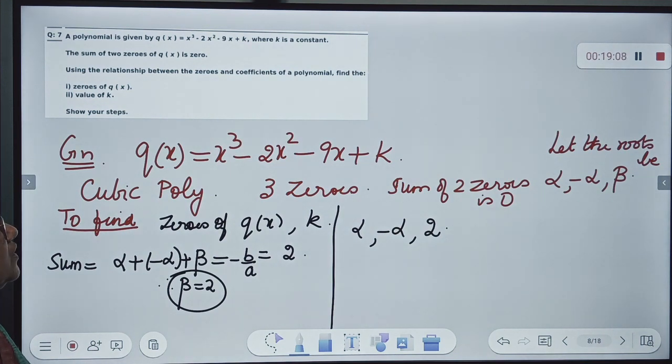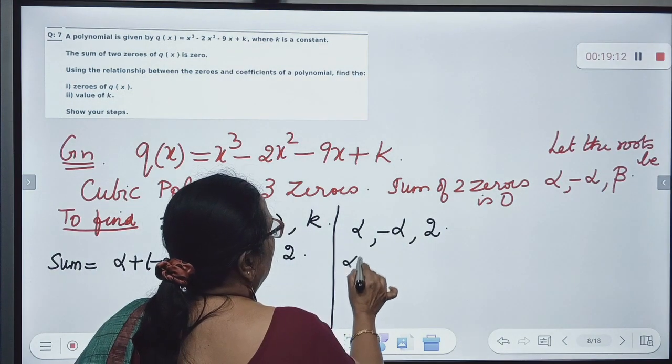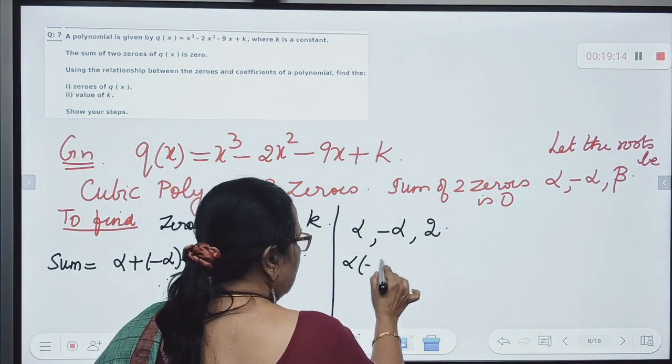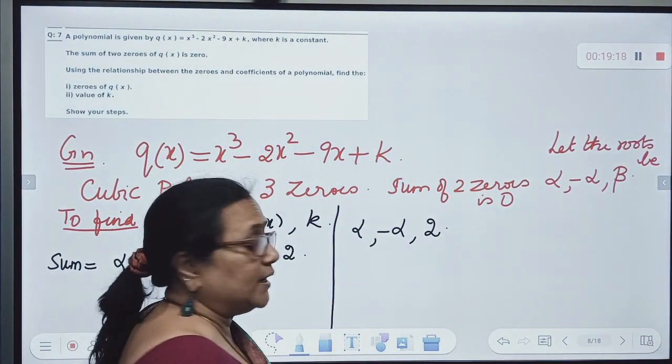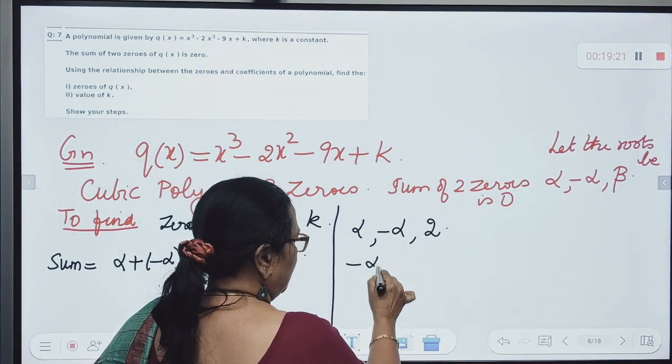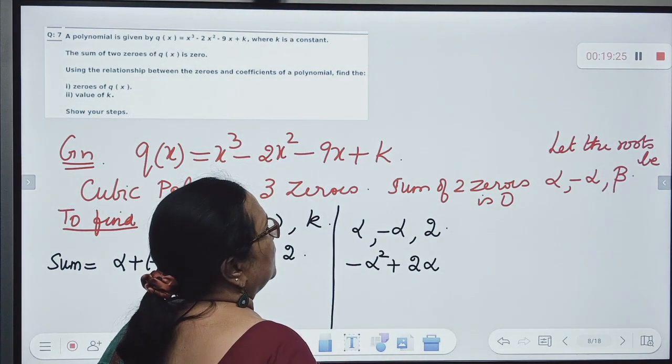Okay, now how to find the other roots? We also know alpha into minus alpha. That is the sum of the roots taken 2 at a time. So I will get minus alpha square plus 2 alpha, right?